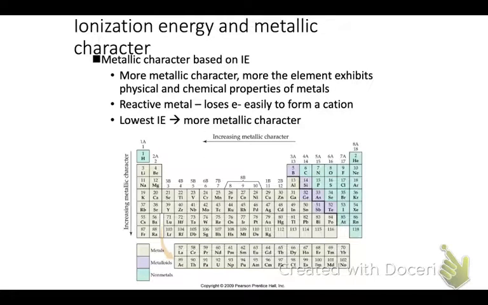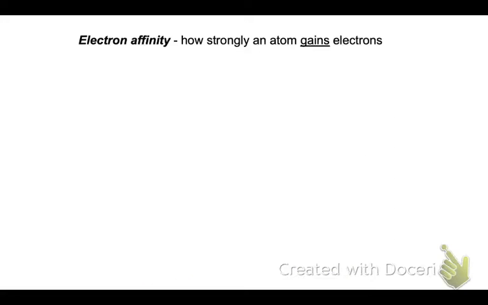And if you look at this periodic table trend, you will see that the lower left corner of the periodic table is where I have the most metallic character for my elements.